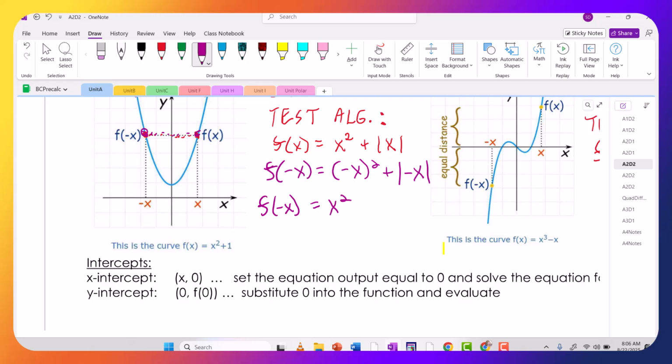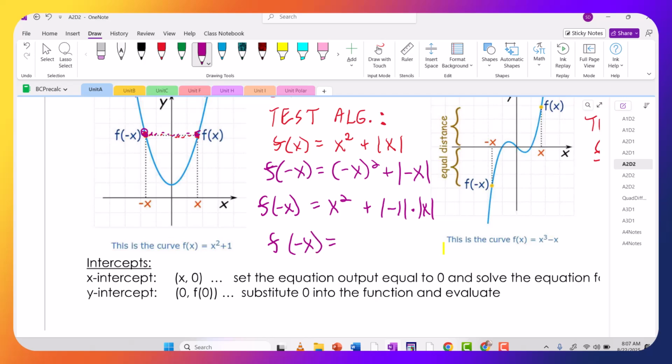Positive. And then, you know what I could do on this? I could break this down into -1 times x like that. I can think of it that way. What's the absolute value of -1? 1.